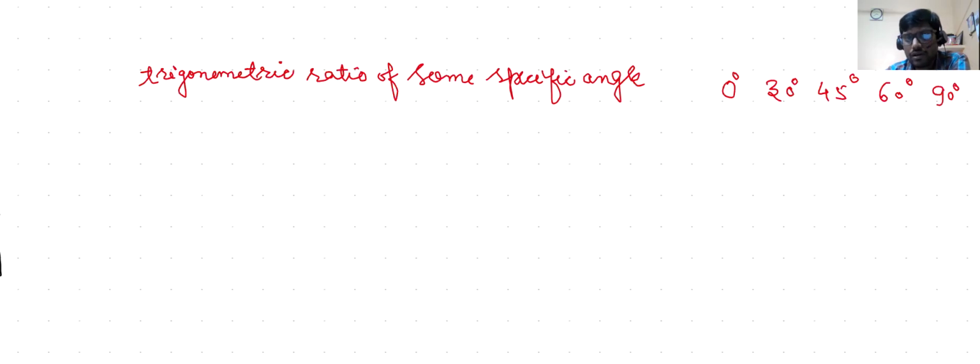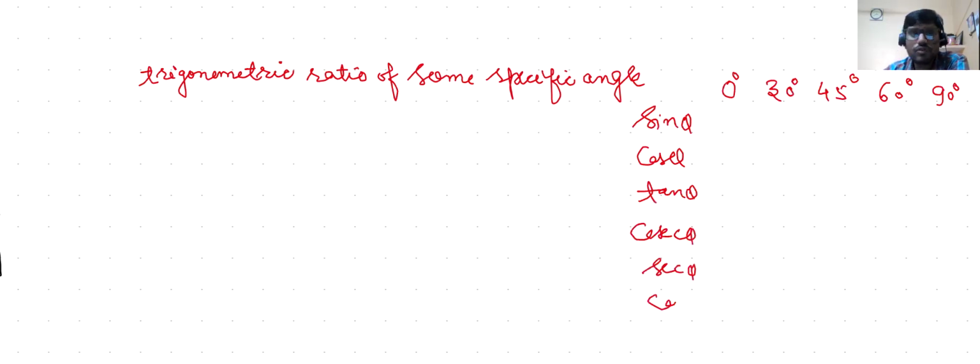Okay, this table is for sine theta, cos theta, tan theta, and also for the remaining parts: cosec theta, sec theta, and cot theta. So for 0 degree, what do we have? Sine 0 is 0, sine 30 is 1 upon 2, sine 45 is 1 upon root 2, sine 60 is root 3 upon 2, and sine 90 is 1.